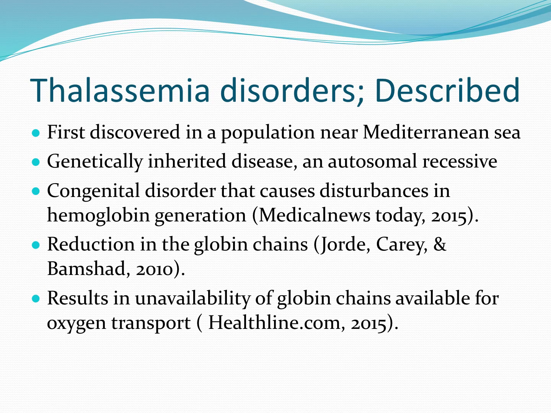Thalassemia disorder was first discovered in populations near the Mediterranean Sea. It is a genetically inherited disease, an autosomal recessive congenital disorder that causes disturbances in hemoglobin generation. It reduces the globin chains that are available for oxygen transportation. That is why patients with this type of disorder sometimes present with shortness of breath as their chief complaint.